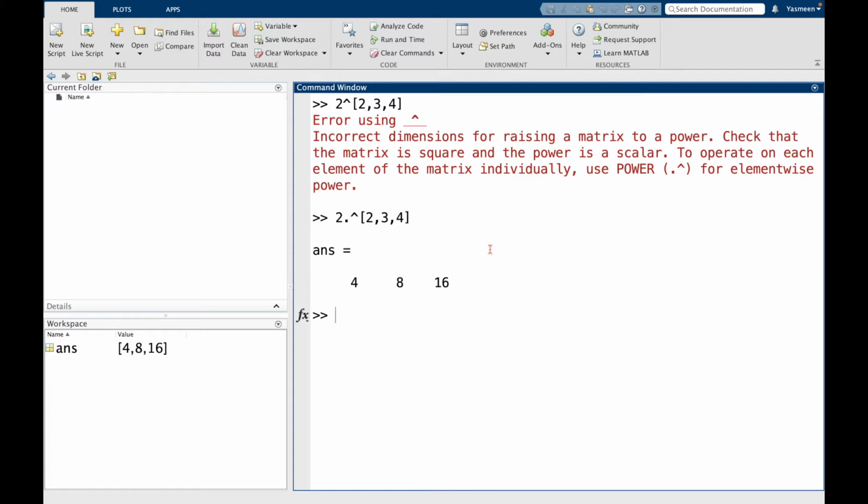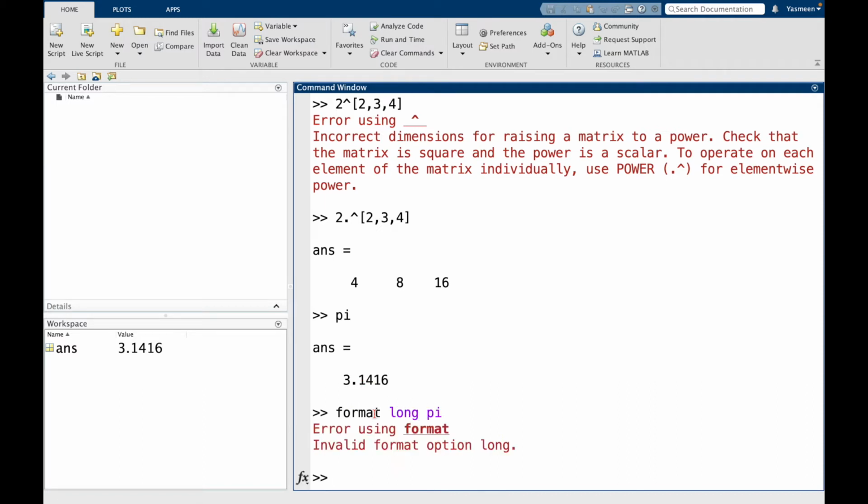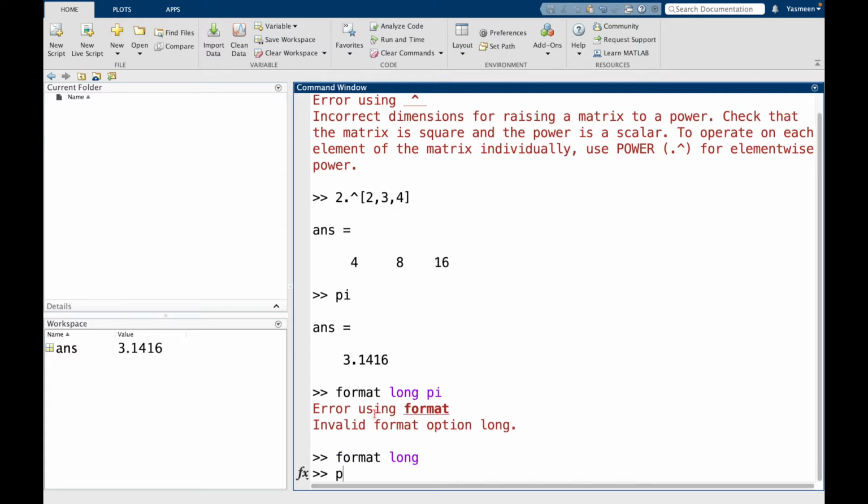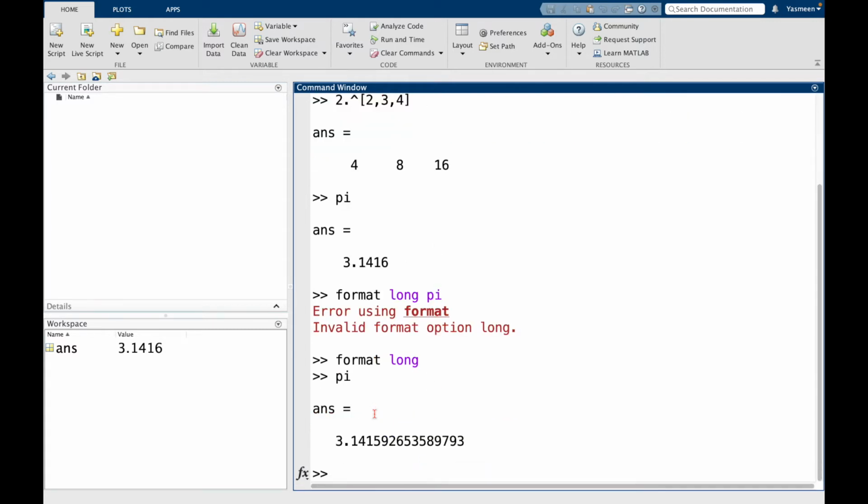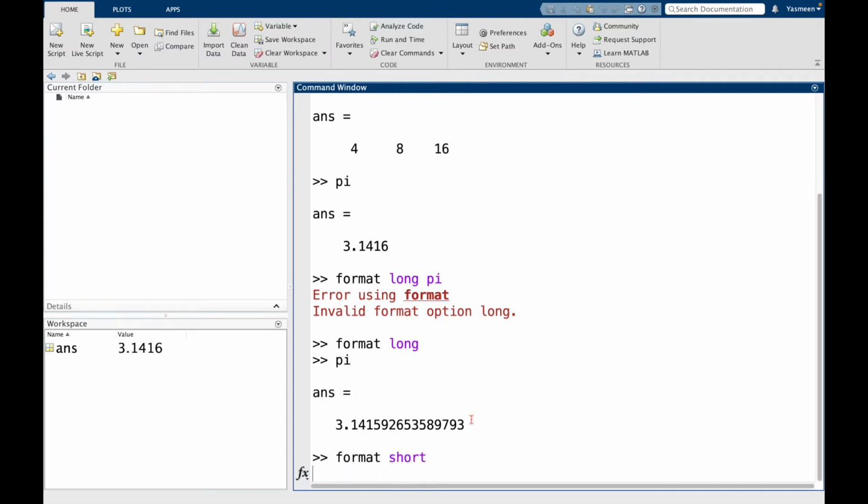So already a number of times in this class we've seen pi, and I can see here's a rounded version of it, 3.1416. If I wanted more decimal places, I could say format long, and then let's type pi. And we can see here, I get many more decimal places. I'm going to put it back to format short though.